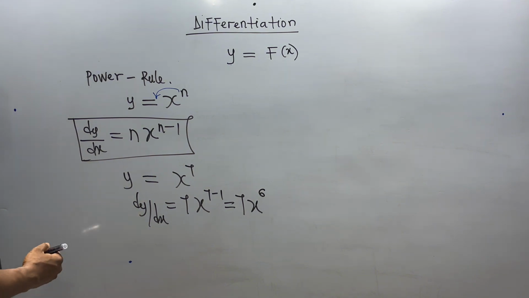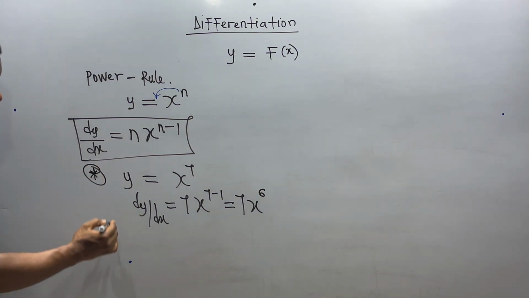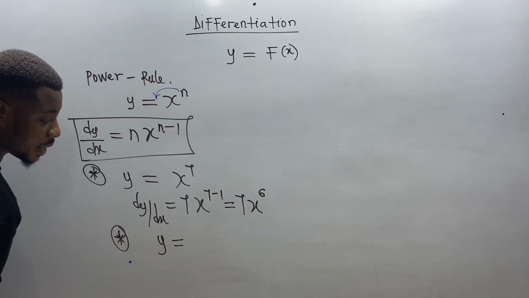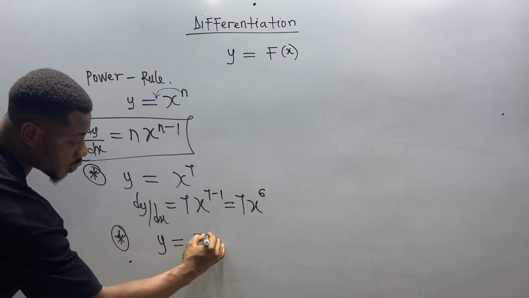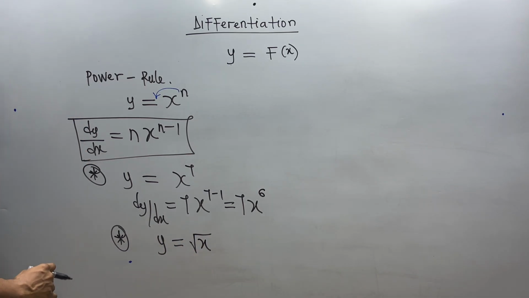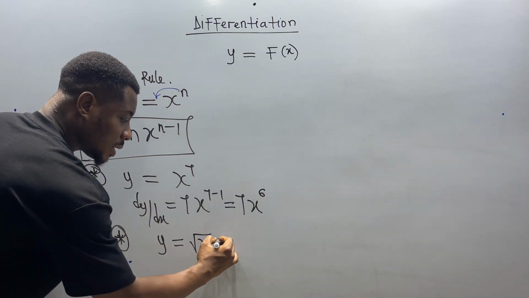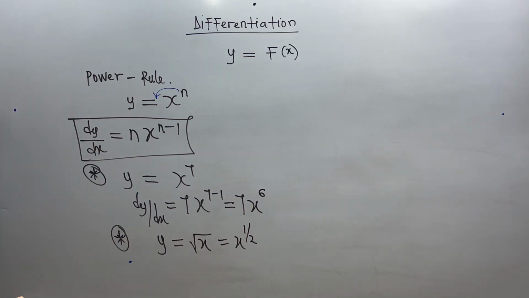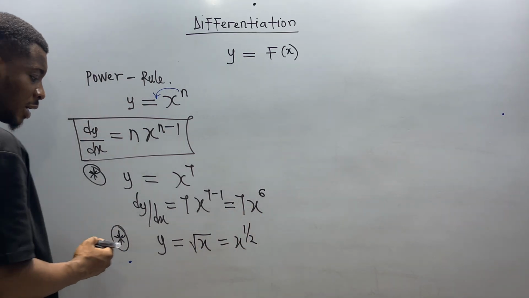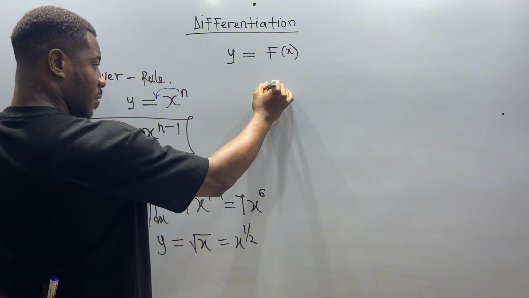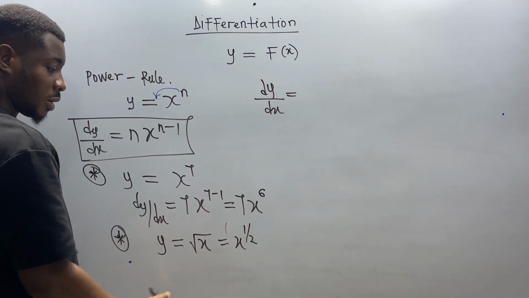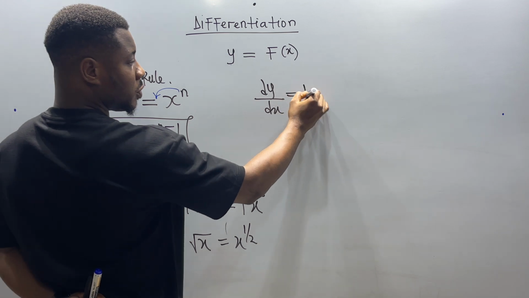In the same way, if the power were a fractional power, let's say y is equal to the square root of x. Don't forget that the square root of x can be written as x to the power of half, so we can still apply the power rule. How do we apply it here? Therefore dy over dx will become, the power comes down as usual, 1 over 2.